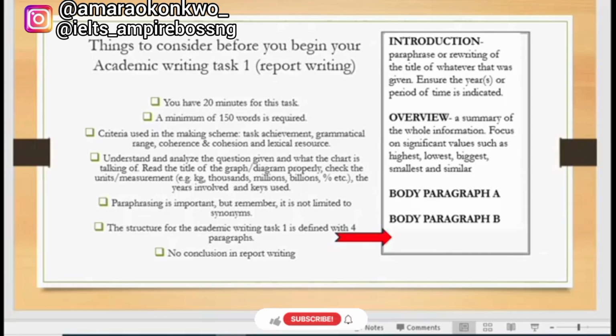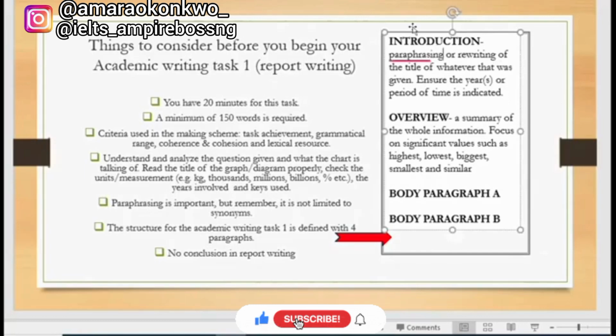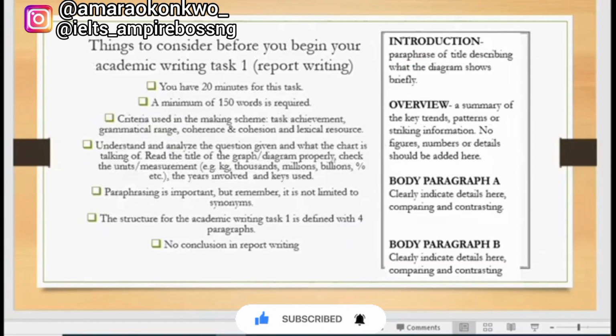We said to paraphrase or rewrite the title which was given. Then we were given additional information here: paraphrase of title describing what the diagram shows briefly, you understand? So look at the title, look at the information given in the diagram or charts, and just rewrite it. That is just the introduction. This should be like 2 or 3 lines, and you have your introduction.